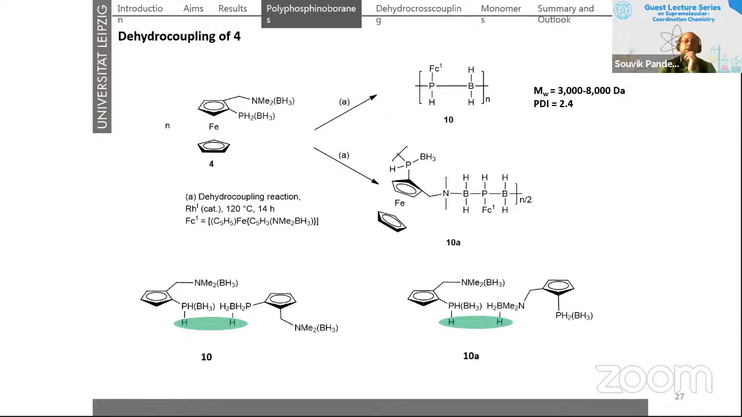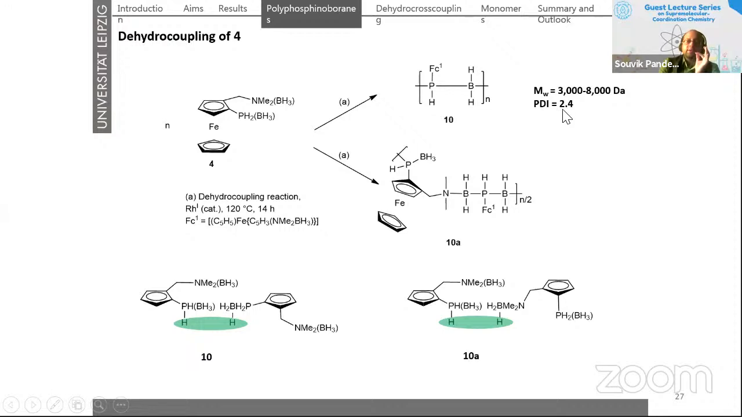Yes, hydridic in nature. So this can also get coupled and give you this kind of a little bit haphazard and branched polymer. So that's why I didn't get a very good NMR peak for this compound, but we have this kind of very long range polymer.